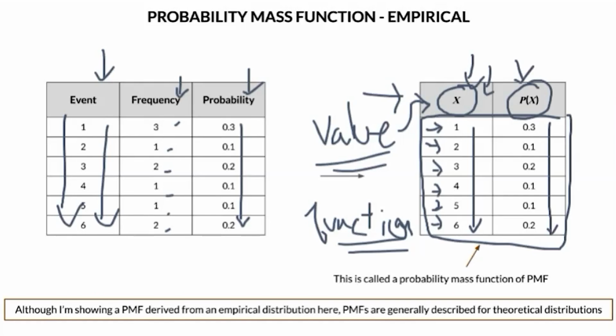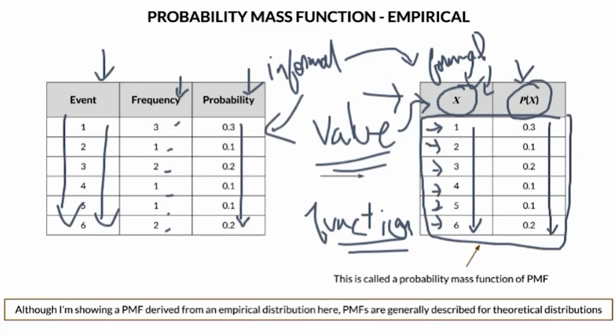Essentially what you've done is moved from informal to formal. That's all. Now the reason for this is we want to do a lot of computations, right? We cannot keep talking in informal terms each time. So to formalize and universalize all of these things, we use this notion of probability mass function, which is a function, and we use this notion of random variable.